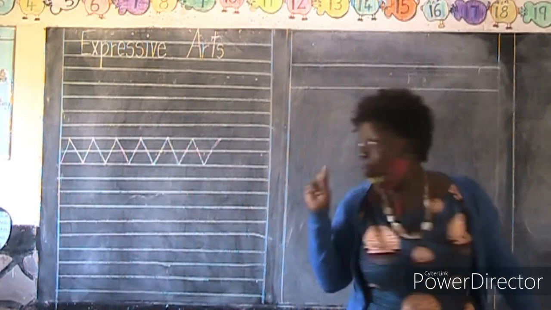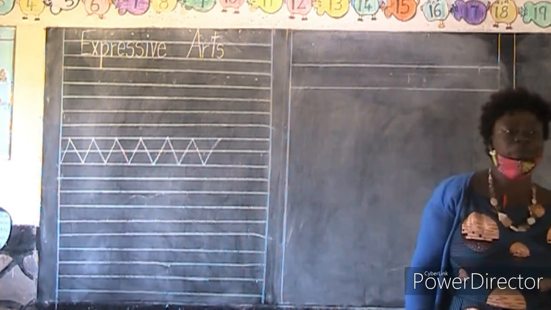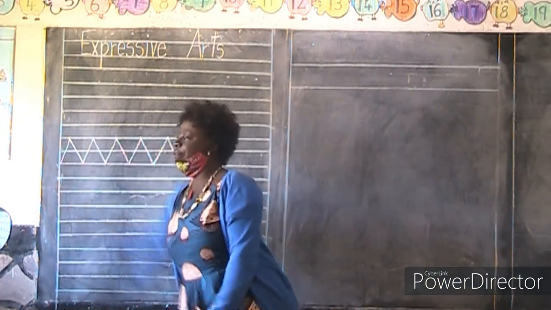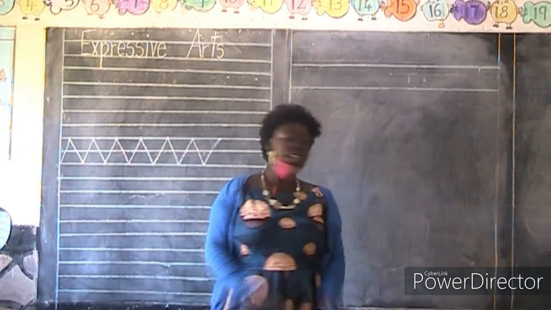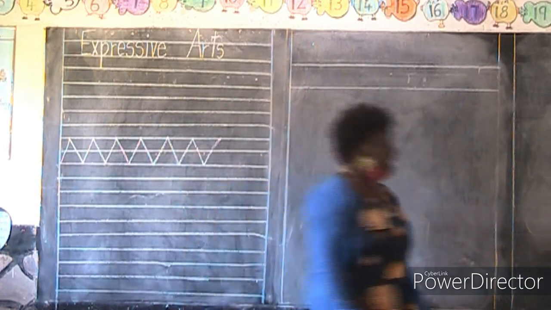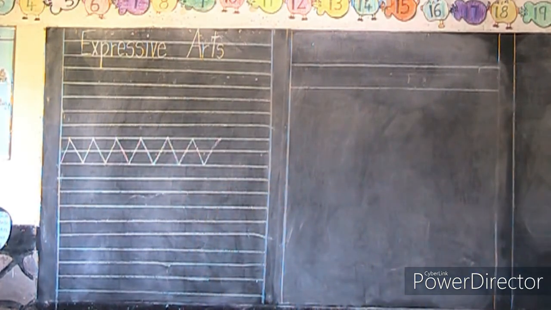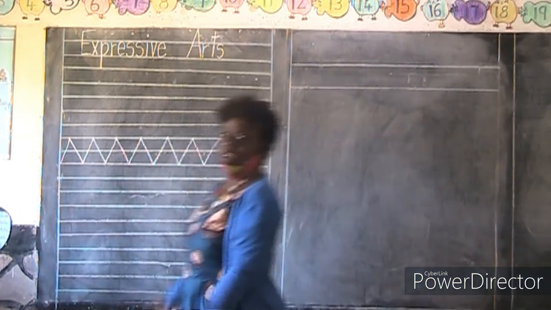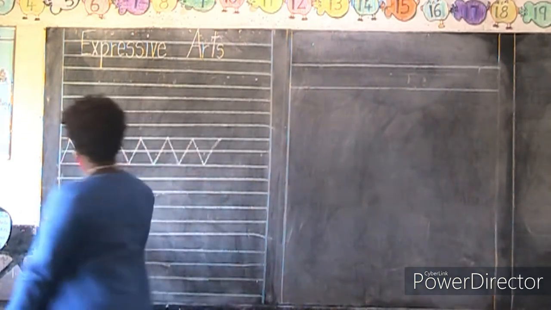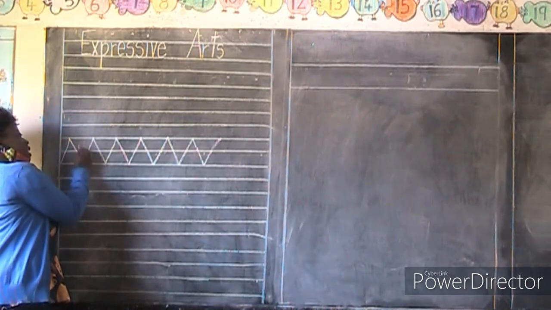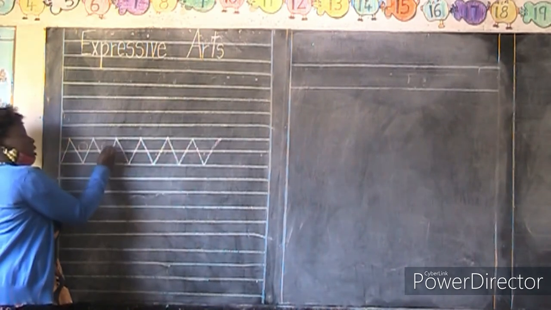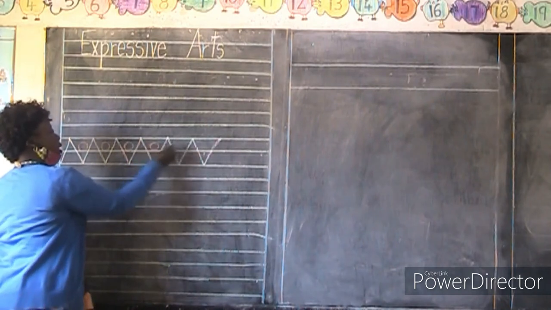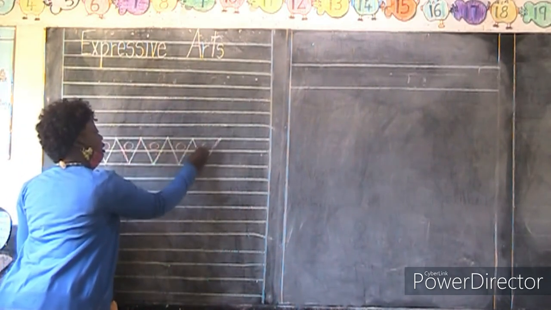We learned a pattern and two shapes. What shape was written in pattern number one? In pattern number one, I saw a circle. Together say circle. Our circle in pattern number one was sitting on the line like this. Round, round, round.